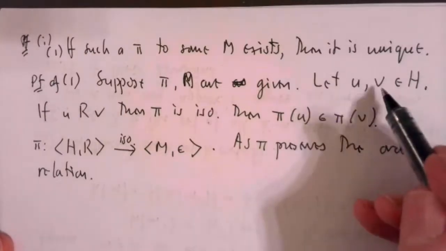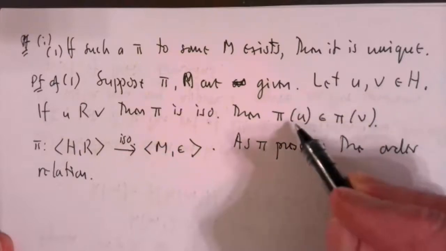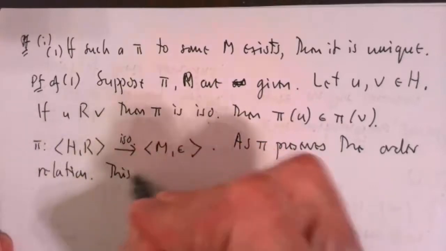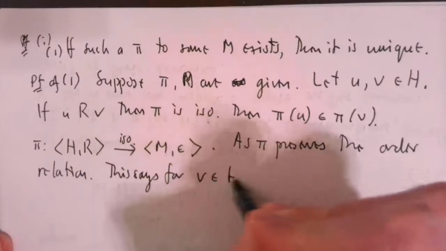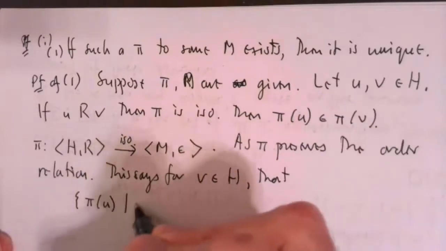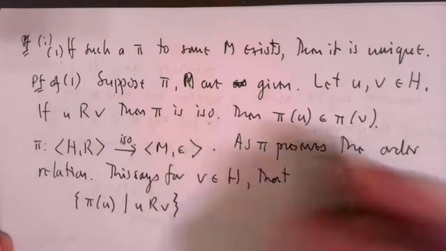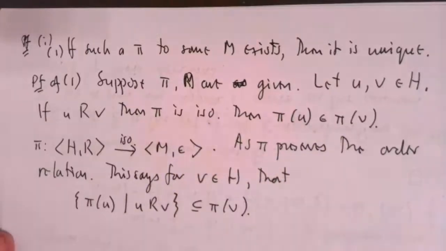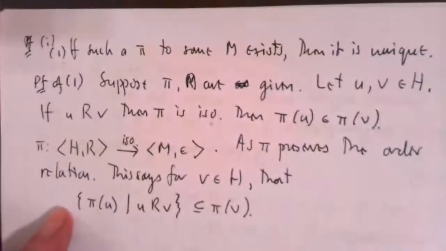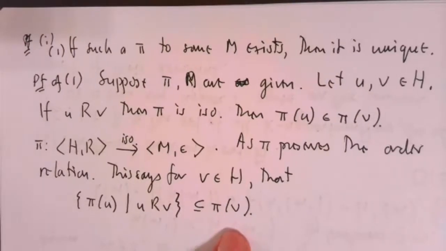So what is that saying for V in H? All of the pi of U's, where U is R below V, are going to be in pi of V. So take any V in H. The collection of pi of U's for U R below V, in the situation we've just described, all of these are in pi of V. So this must happen if pi is to be an isomorphism like this. And we'll now reverse this inclusion, and then we'll see exactly what pi of V must be.